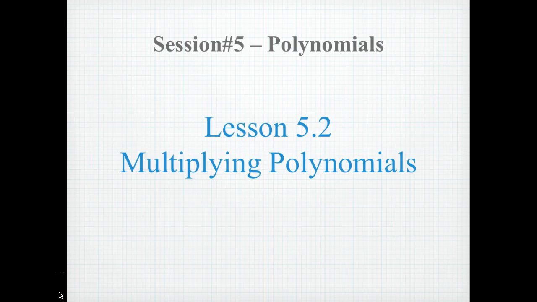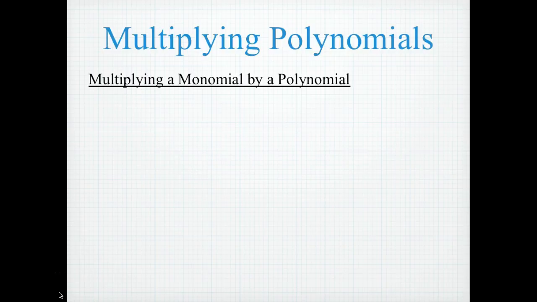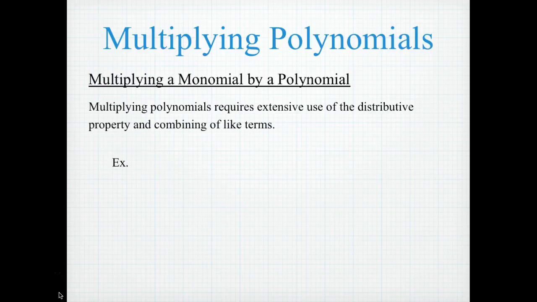Welcome to the second lesson in Session 5, Multiplying Polynomials. We're going to start by multiplying a monomial by a polynomial. So that's multiplying a single term by an undefined number of terms. When multiplying polynomials, we require extensive use of the distributive property in combining of like terms.